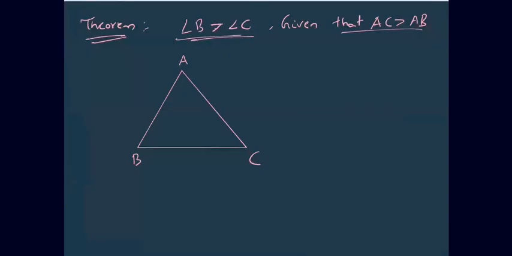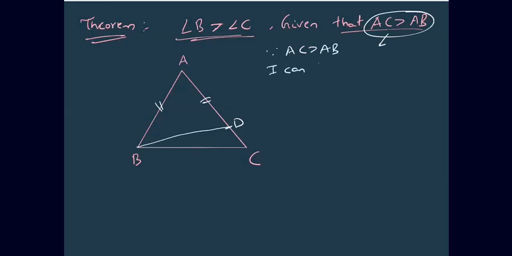So let us discuss. Since AC is greater than AB, I'm taking a point D on AC such that AD is equal to AB. I can do that, right? Since AC is greater than AB, I can take D on AC such that AB is equal to AD.